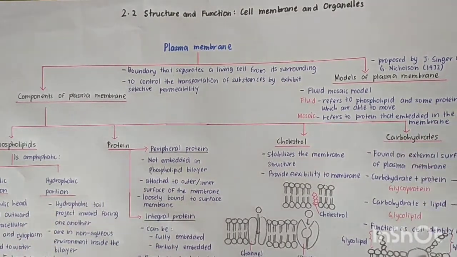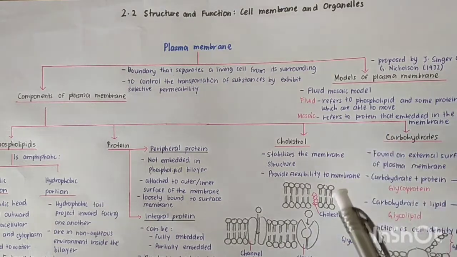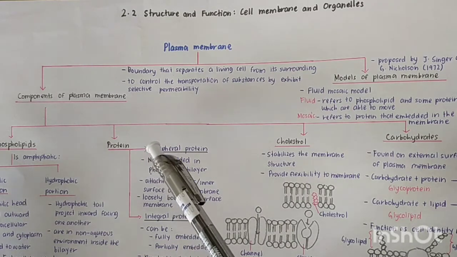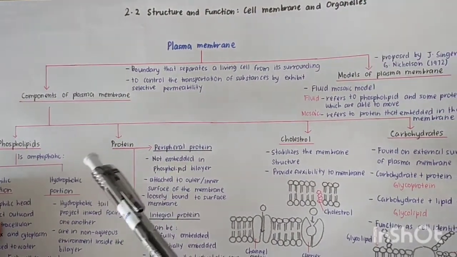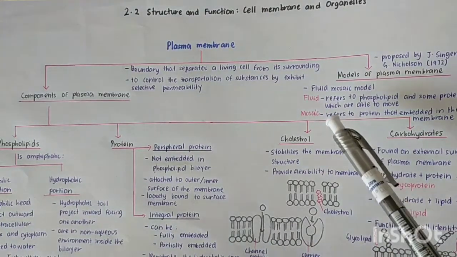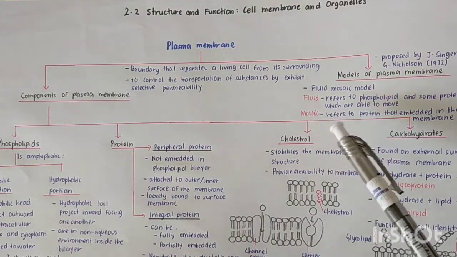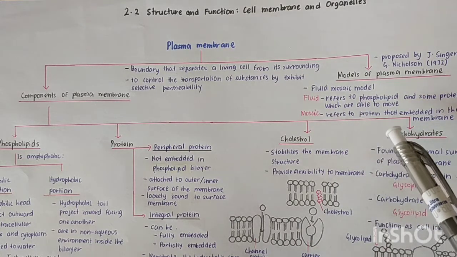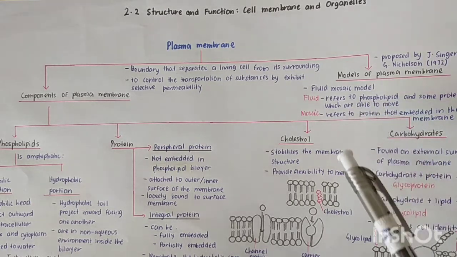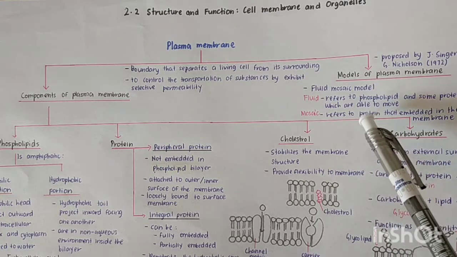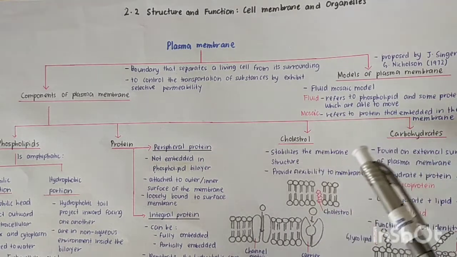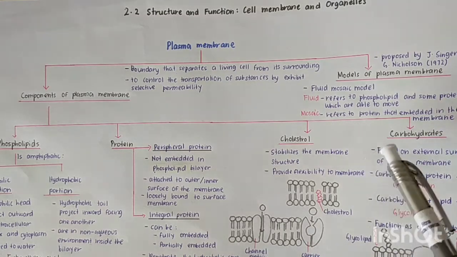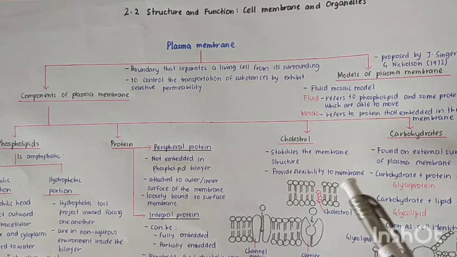Embedded, apa maksud dia? Embedded ni maksudnya terbenam. So kalau kita tengok based on the structure of the plasma membrane, one of the components of the plasma membrane mesti kena ada phospholipid and also protein. So that's why bila kita refer kepada the definition of fluid, kenapa kita katakan dia sebagai fluid mosaic model? Because fluid refers to the phospholipid and some protein which are able to move. Sebab dekat structure of the plasma membrane dia ada phospholipid dan juga some protein. And for mosaic, it refers to the protein that is embedded in the membrane. So you have to know what is the fluid mosaic model.